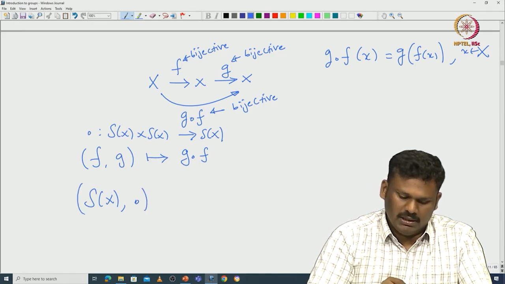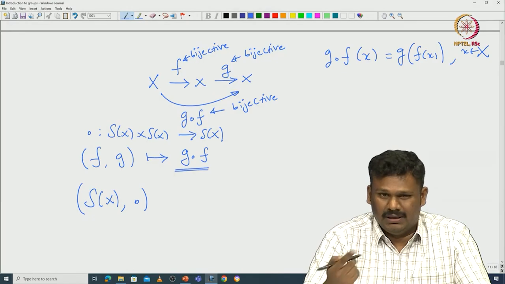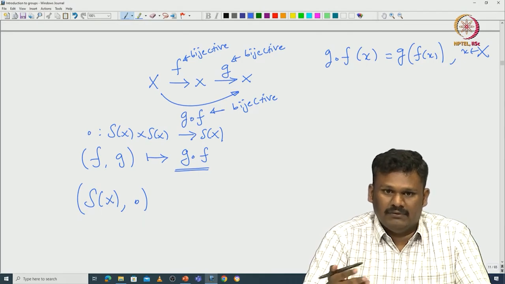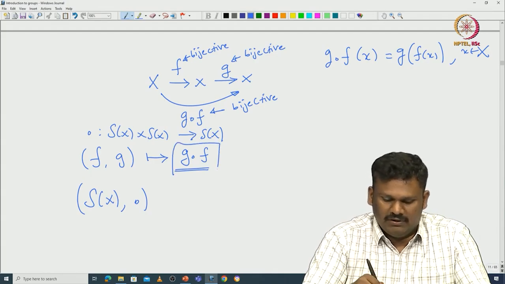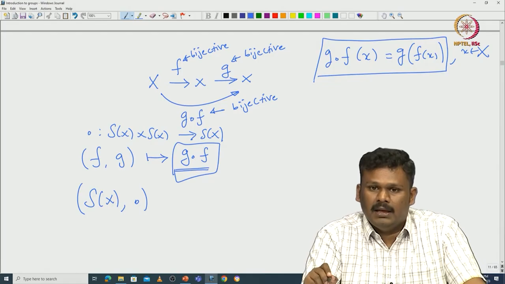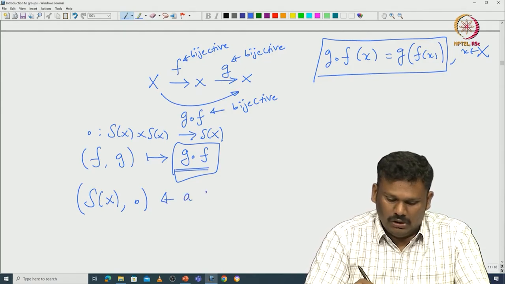So note that this is not the traditional way of writing. We are composing in the opposite way, because we want to apply f first and then apply g. In the language of functions, we write it as g composition f. But if you want to use star, then you write it like f star g. So when I say f star g, what do I mean? You are applying f first and then g later. In the function language, we write it as g composition f, because this is the formula that we want to implicitly remember. So I will leave it to you to check this is actually a group.